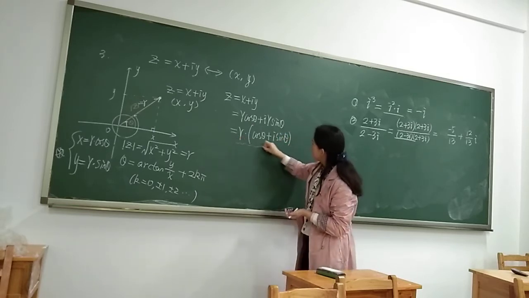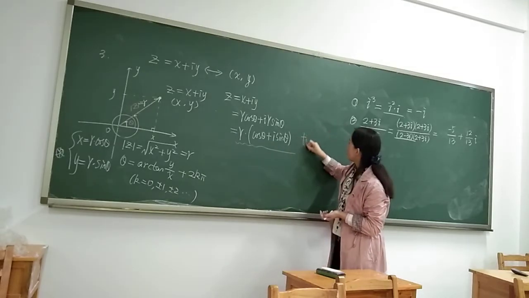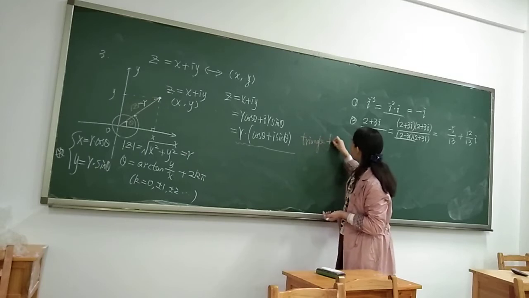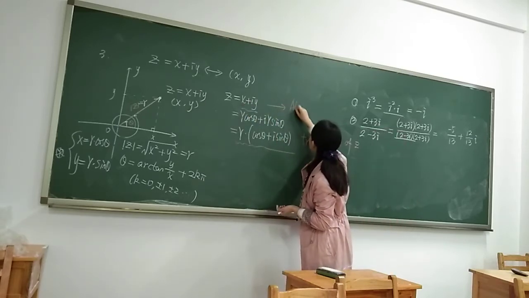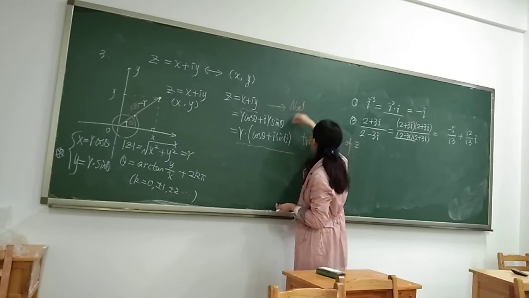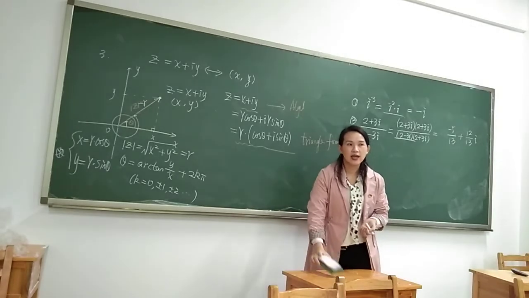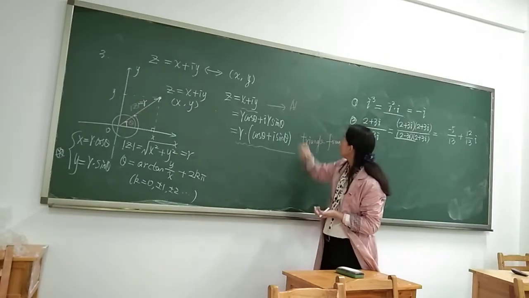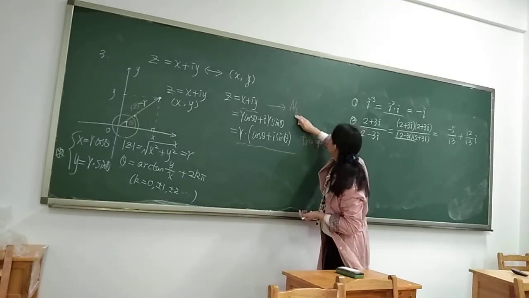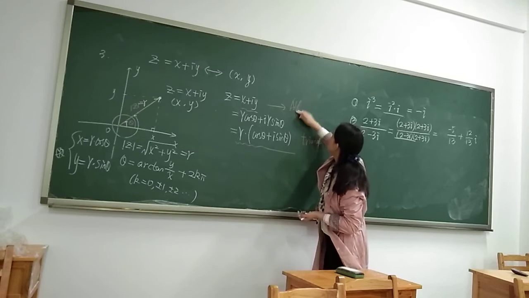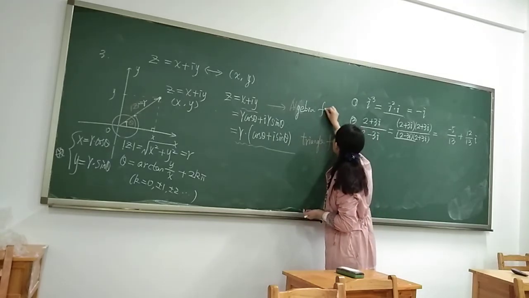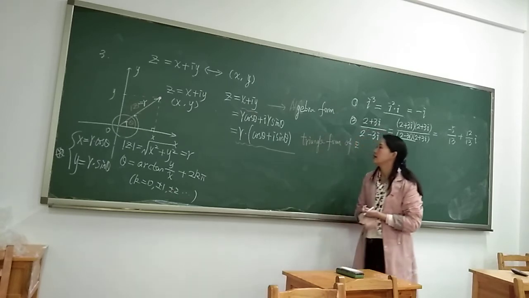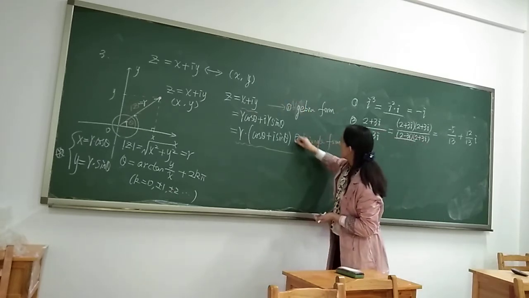So this form is the triangular form of z. This first form is the algebra form. How do you write algebra? It's not spelled that way. So this is the first form, this is the second form.